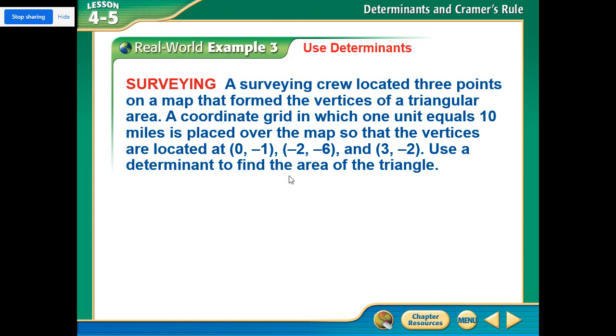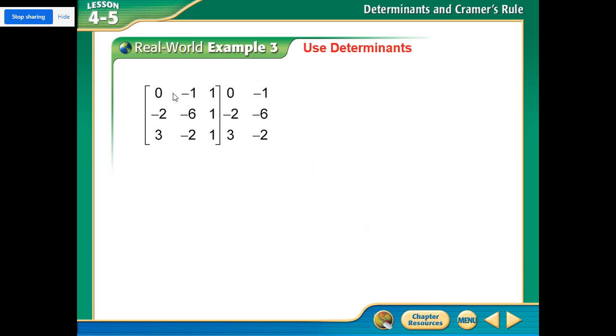All right, so a surveying crew has 3 points on a map: 0, -1, -2, -6, and 3, -2, sorry. So can we use that to find the area of a triangle? Absolutely. So we're going to do the first ordered pair, second, third, 1/2 on the outside, 1's down the side. So plugging those in, of course, we're going to rewrite.